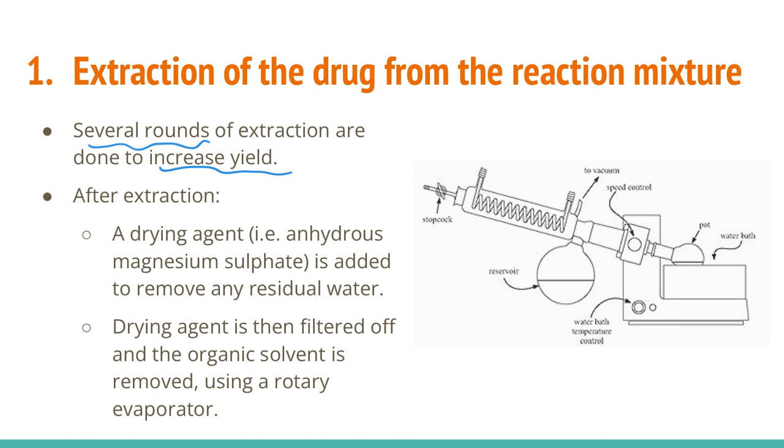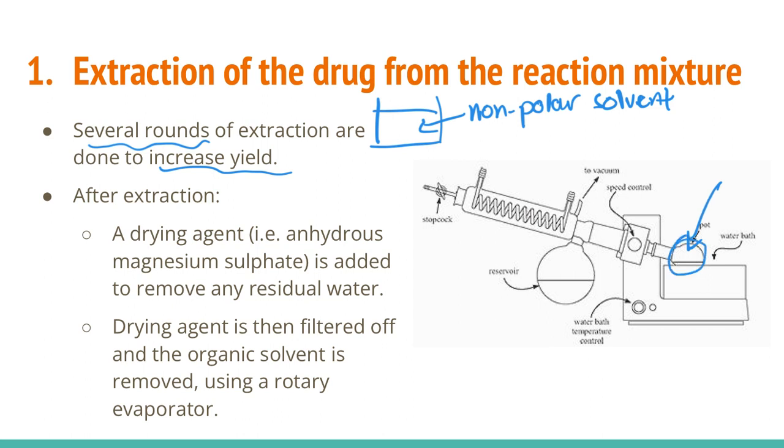What you're left with at the end is a solution of your nonpolar solvent with your drug inside. So you need to get rid of the nonpolar solvent, and the way that we do that is we use a rotary evaporator. You put your solution mixture in here in a round bottom flask and put it into a water bath. Essentially you're trying to evaporate off all of the solvents so you're left with just your medication or drug.